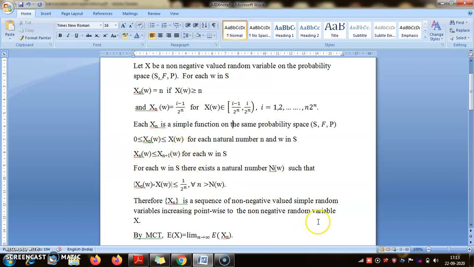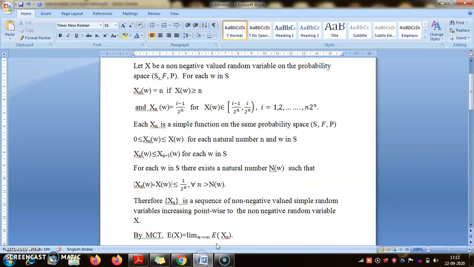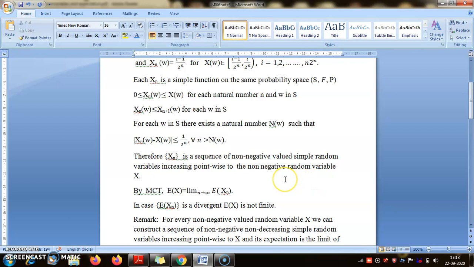So this is the lemma 2 that we have stated here and proved. Lemma 2 has been stated, this is the proof. So for any non-negative random variable, we can construct a sequence of simple random variables which are pointwise increasing to x. So now apply MCT, because this is the classic case. You have a non-negative sequence of non-decreasing random variables which are pointwise converging to x. So by MCT, expectation of x is equal to the limit of expectation of xn's.